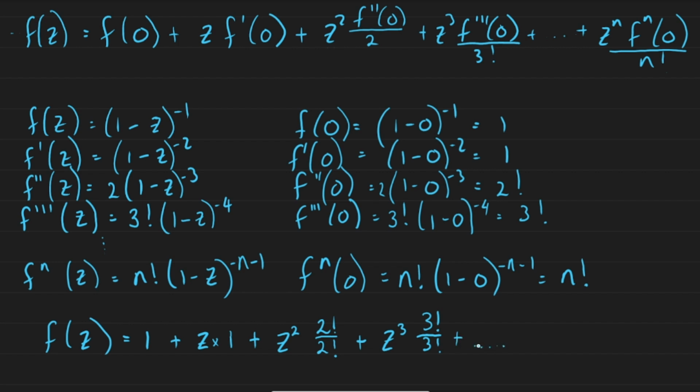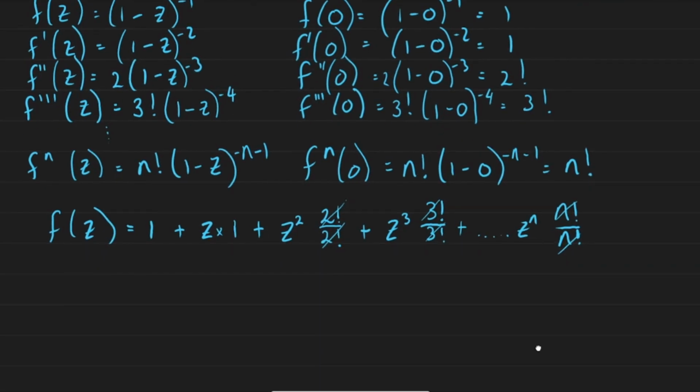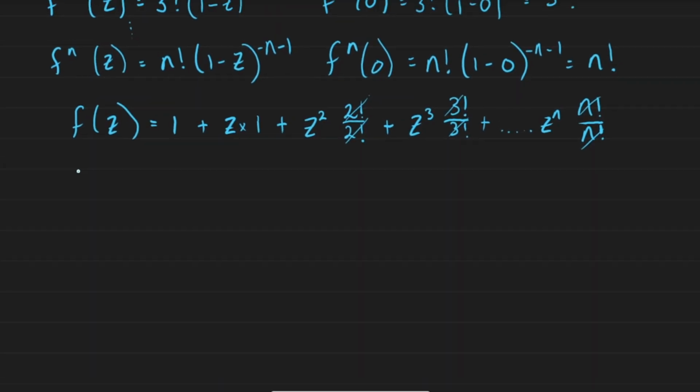It carries on in this manner, and then we have z to the power n, with the nth derivative at 0, which we can see is n factorial. Put that in, and we divide by n factorial. So all of these factorial terms will cancel out. They become 1. So what are we left with? We are left with the fact that this series expansion is equal to 1 plus z plus z squared plus z cubed plus, then, z to the power n, and so on.